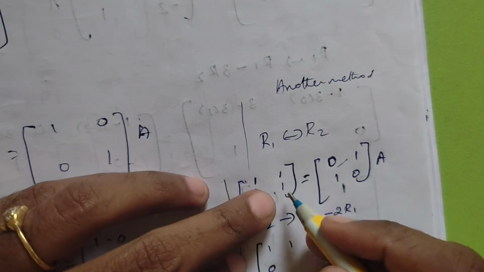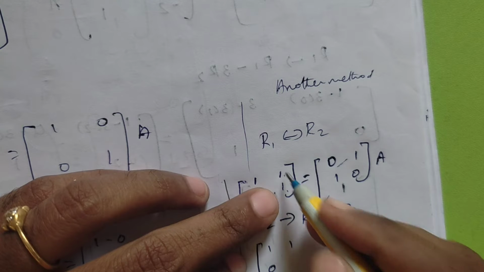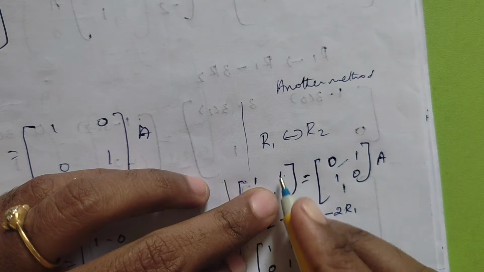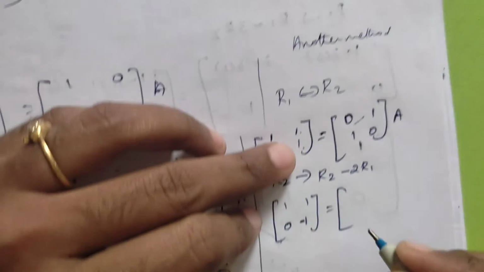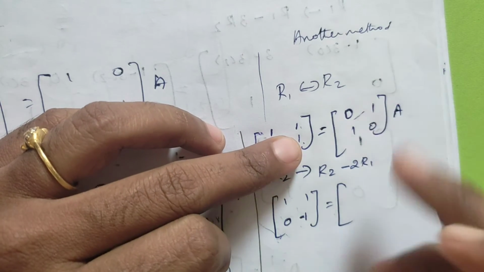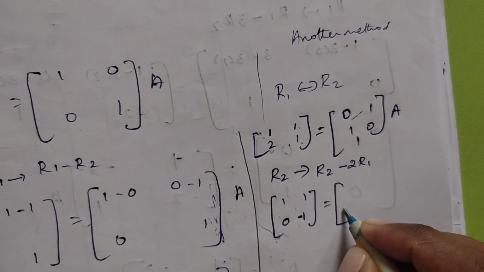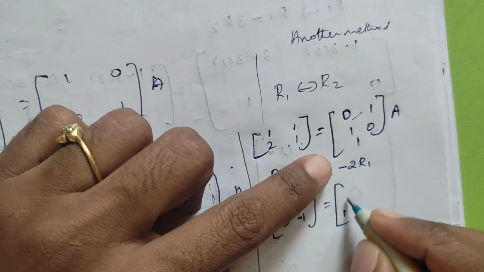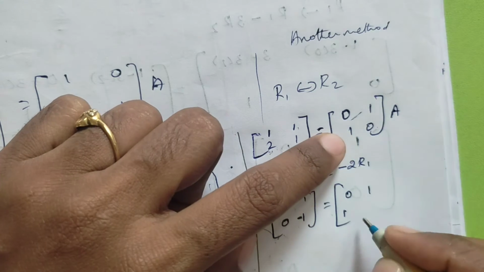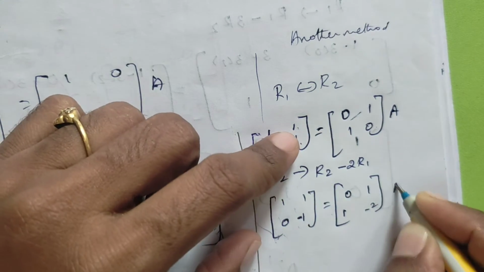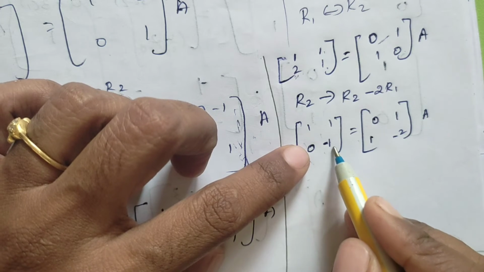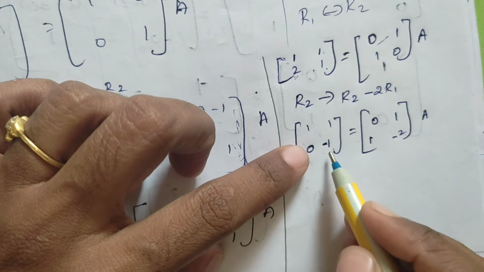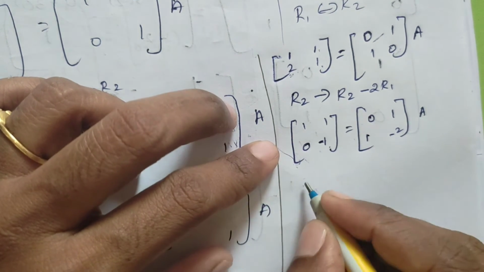0, 1 minus 2 into 1. So 1 minus 2 is minus 1. That is equal to, same thing should be applied for this also, 1 minus 0, 0 minus 2 into A. Next thing, step 3 is, you should make this element 1. So how will you make that?